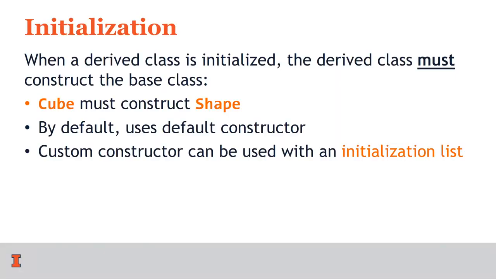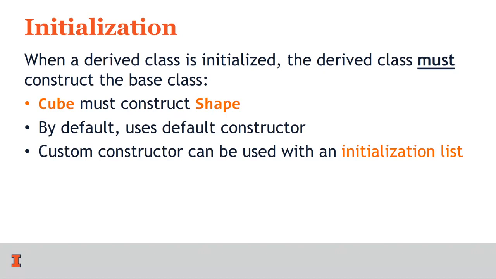When we initialize a derived class, we must initialize the base class. So you can't simply construct a cube that's been derived from a base class of a shape without constructing a shape as well. So the cube must construct a shape, and by default, the cube is going to use the shape's default constructor. We can use custom constructors by using something called an initialization list.